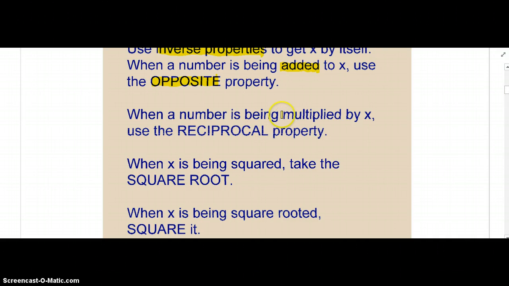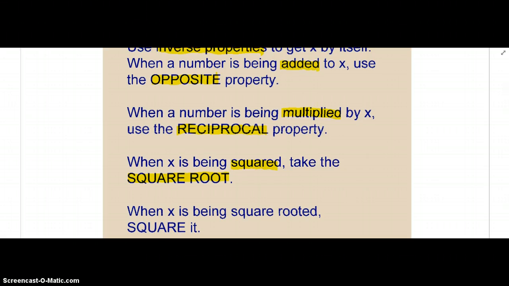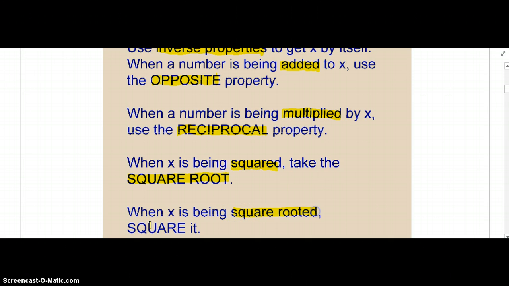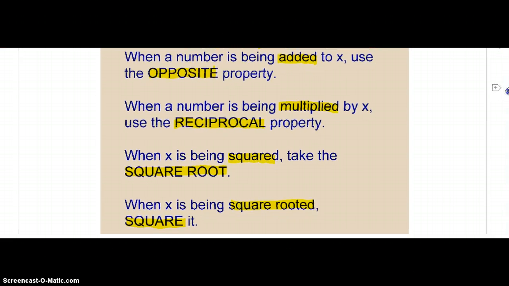When a number is being multiplied by x, you're going to use the reciprocal property. So instead of dividing, we're actually going to multiply by a reciprocal, which you'll see when we get to multiplication equations. When x is being squared, then you'll take the square root because that's the inverse of squaring. When x is being square rooted, you're actually going to square it because those two are inverses.